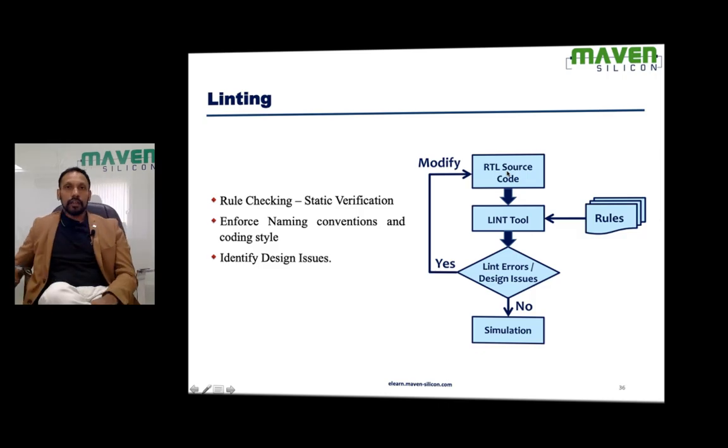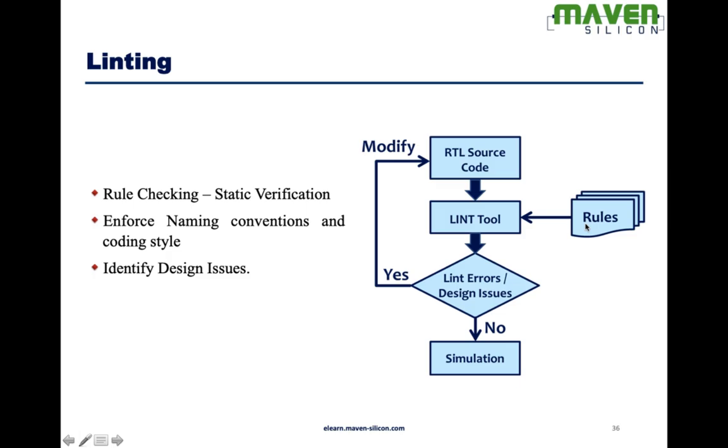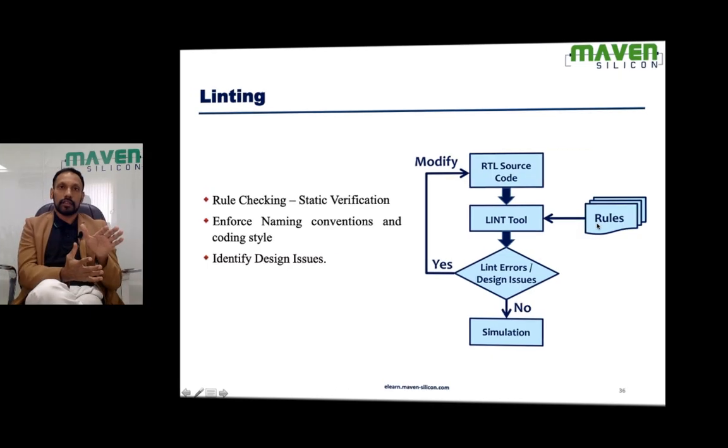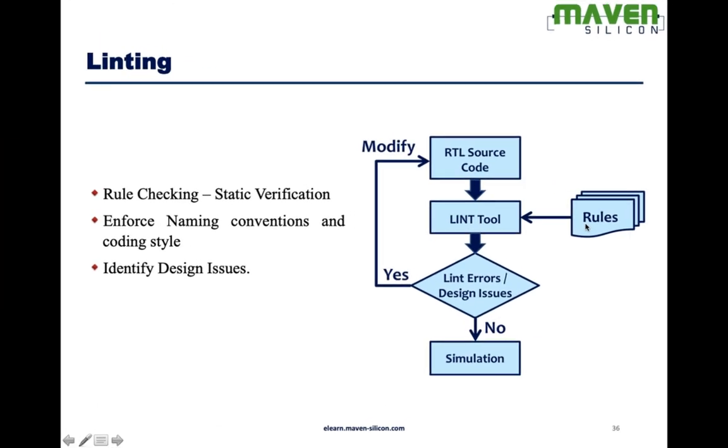So we can define rules in such a way that we would be able to identify some of the basic design issues. We can follow coding style for RTL. We can also follow coding style even for the test bench. For example, when it comes to SystemVerilog test bench, we want to follow the standard methodology like IEEE based UVM. When it comes to UVM, we may need to follow certain coding styles. That's what we can achieve through linting.